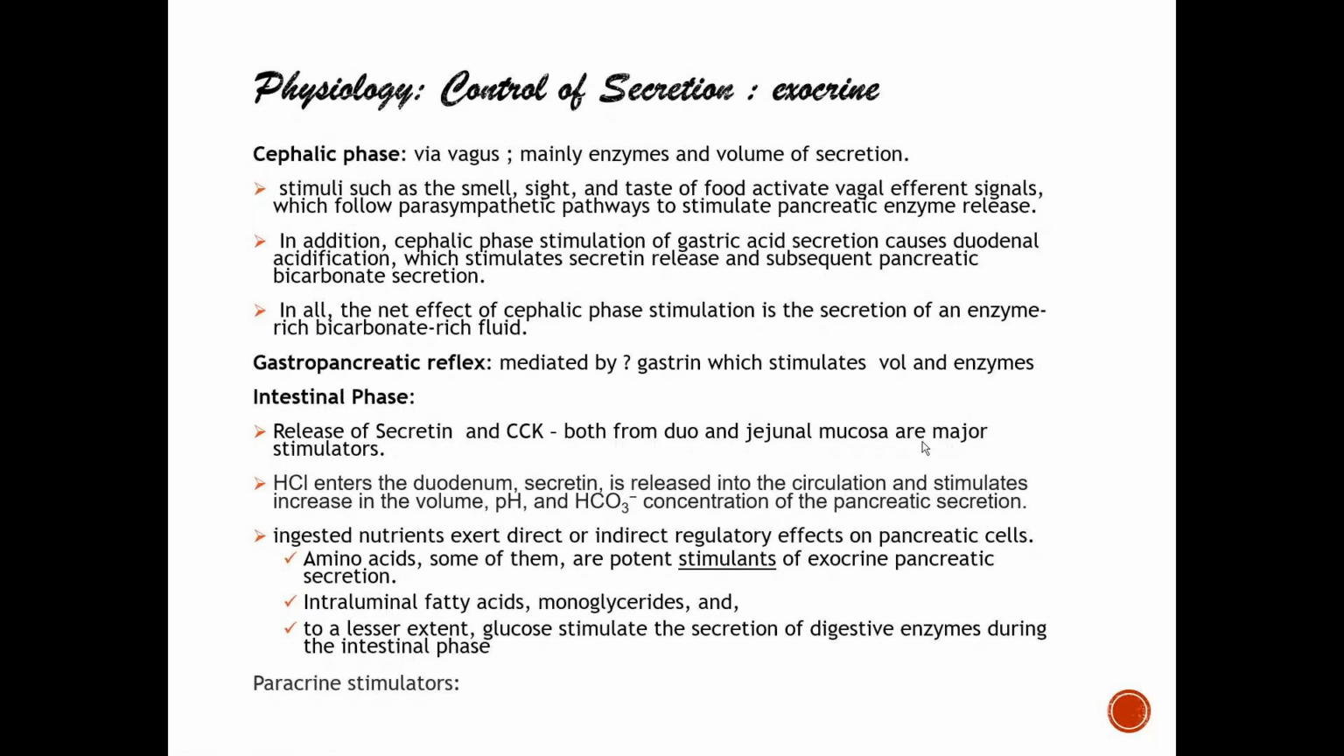But what about the other nutrients? Nutrients exert direct or indirect regulatory effects on pancreatic cells. So you have amino acids, which stimulate exocrine pancreatic secretion. You have intraluminal fatty acids stimulating, and to a lesser extent, glucose. So basically what we're trying to tell you is that even partially digested food is a stimulant for the secretion of both enzymes and electrolytes at the level of the pancreas. And then they also have paracrine stimulators.